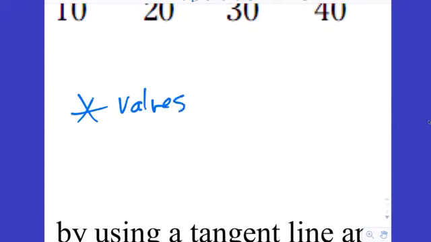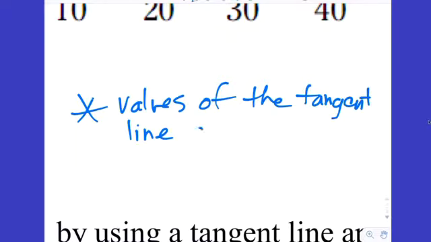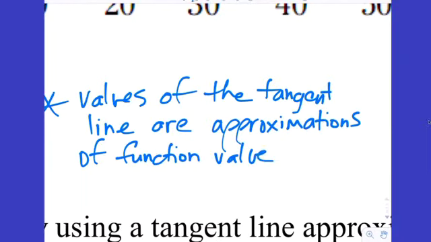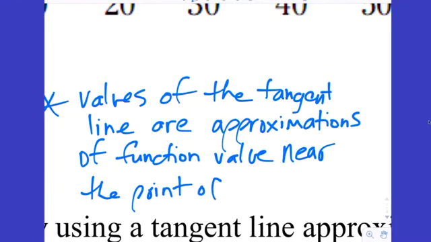Values of the tangent line are approximations of function values near, I'll just use that word, near the point of tangency. And that's the whole idea.